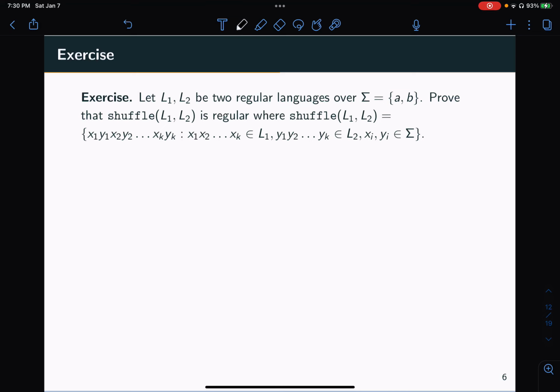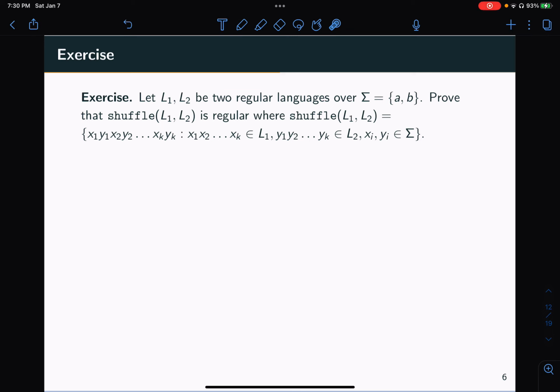Okay, so in this exercise, we want to prove that the operation shuffle preserves the regularity of a pair of regular languages. That is, if we're given a pair of regular languages, L1 and L2, over the alphabet AB, then we want to prove that the language that results from applying the operation shuffle will still be regular.